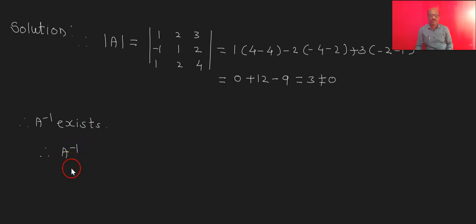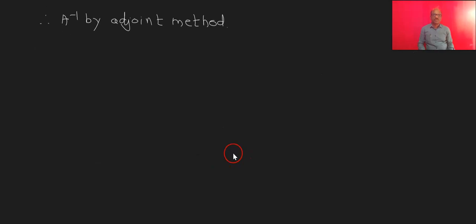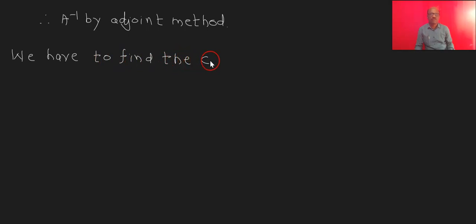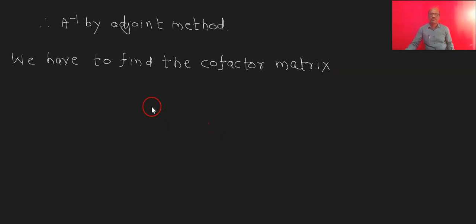Now solve this inverse by the adjoint method. A inverse by adjoint method. Now we have to find the cofactor matrix. Therefore, here A I J is equal to minus 1 raised to I plus J times M I J.